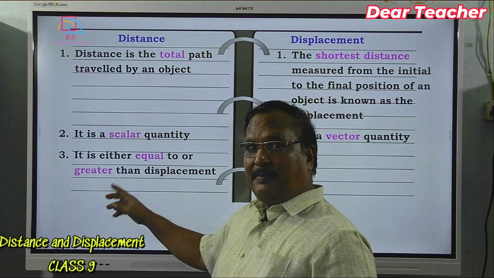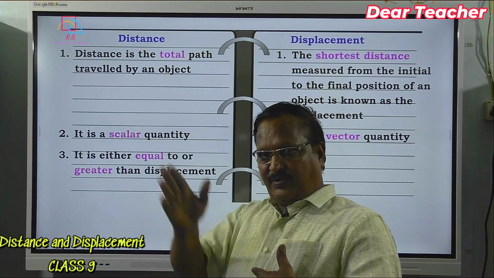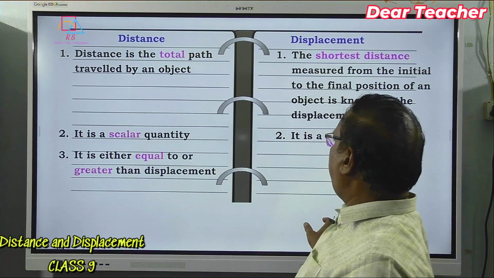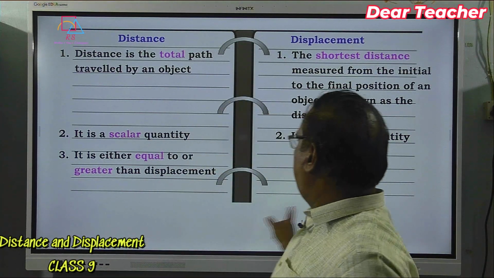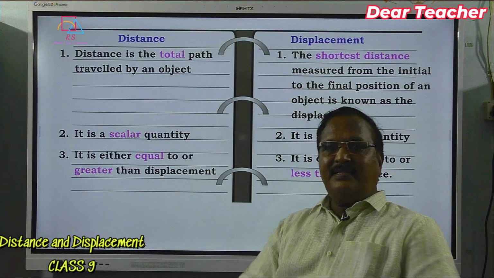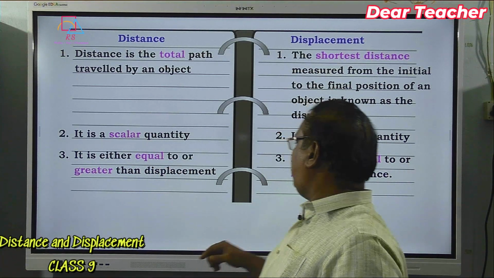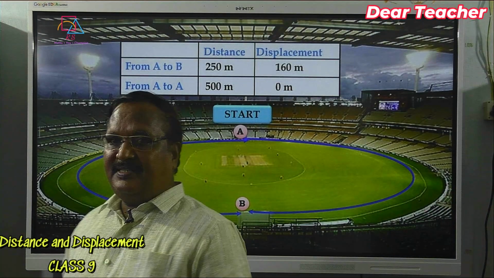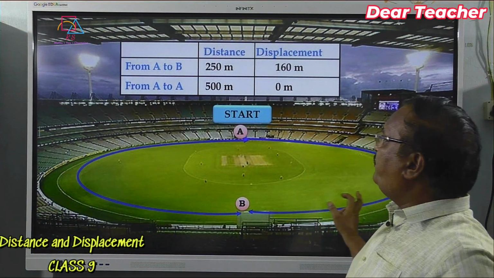Distance may be equal to displacement if it is a straight road from A to B, then both displacement and distance will be the same. Displacement is either equal to or less than the distance. Distance is greater than or equal to displacement, and displacement is less than or equal to distance. So these three are the differences between distance and displacement. I hope we have understood.